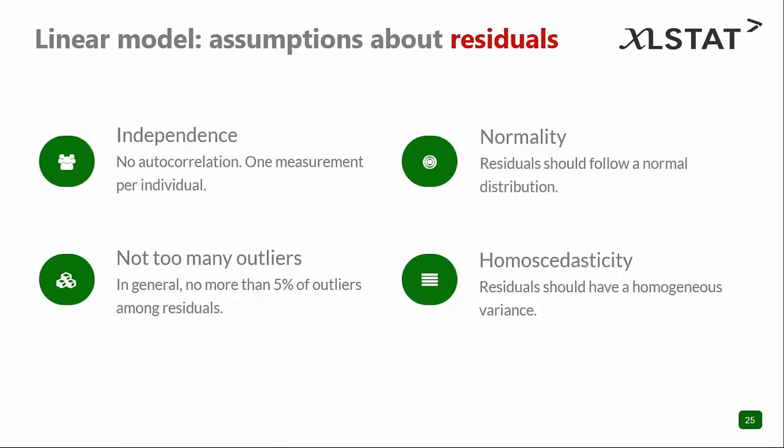The population, or at least the population from which your residuals are extracted, should follow a normal distribution. Then you shouldn't have too many outliers or residuals that are too far away from the center. And residuals should have homogeneous variance. This is what you call homoscedasticity. Now there's a very simple way to check for all of these hypotheses. Let me show it to you.